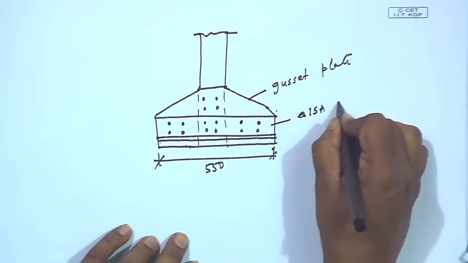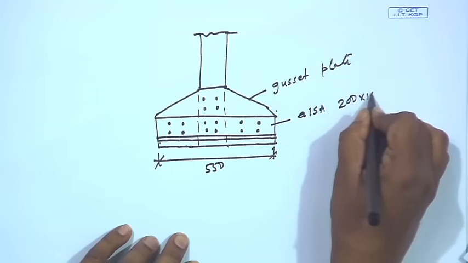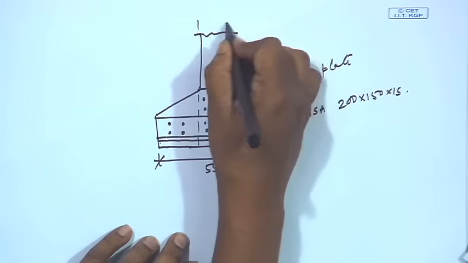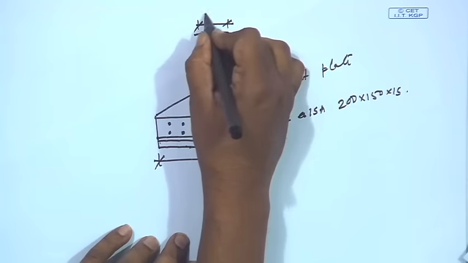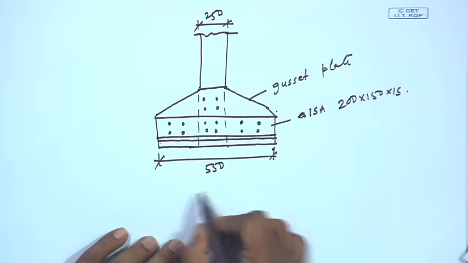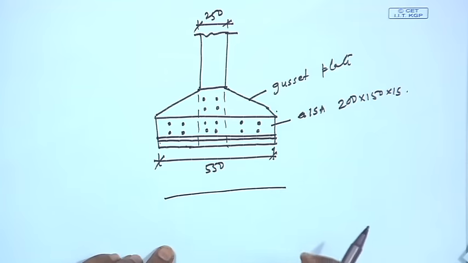ISA 200 by 150 by 15. Okay. This is the flange width 250, all are in millimeter. So, this is the gusseted base with bolted connections, right.